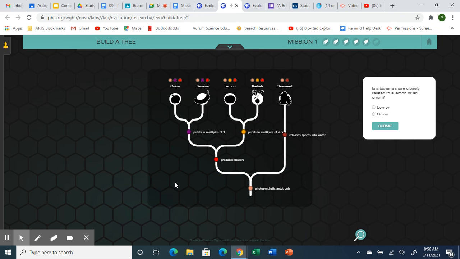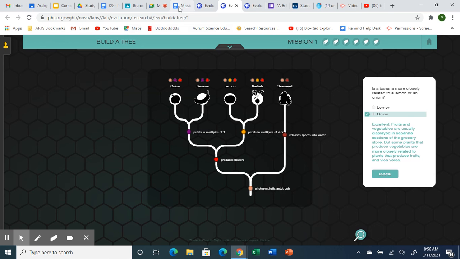Ah, we did it. Yay. I thought I'd never get this one. Is a banana more closely related to a lemon or an onion? Okay, so the banana's over here, and it's got the split with the onion. So the answer is onion.